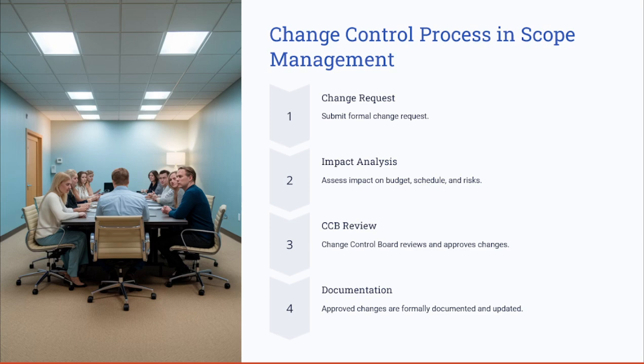Change control process and scope management. So the change control process ensures that any requested changes to the project scope are evaluated and assessed for their feasibility, impact, and necessity before approval. It involves submitting a formal change request, conducting an impact analysis, and obtaining the approvals from the change control board, which is known as the CCB.